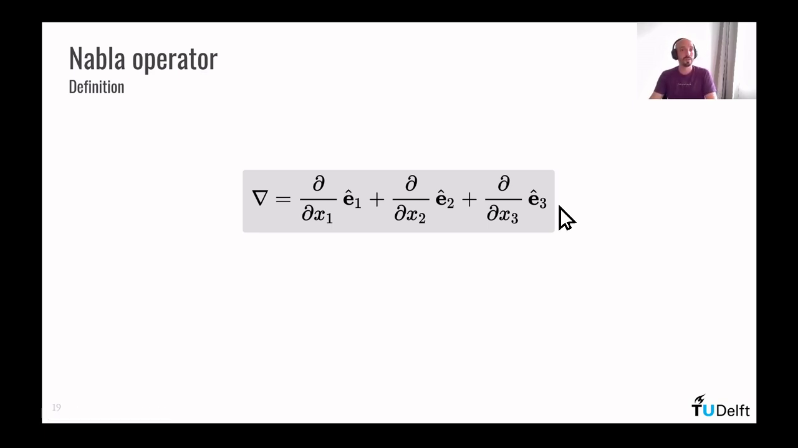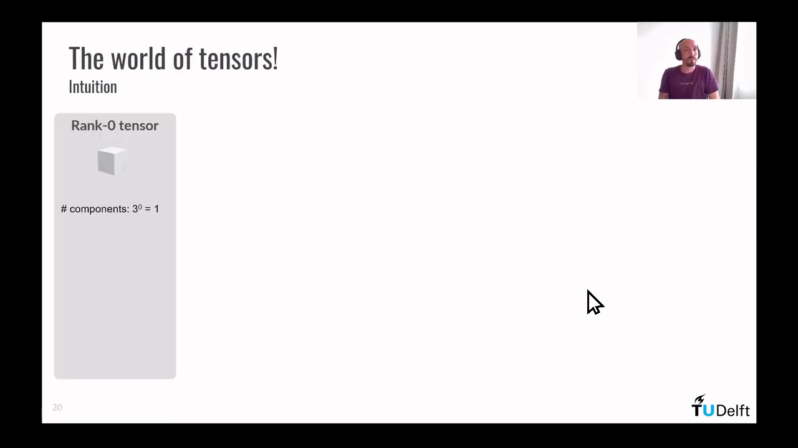This is an operator. This is not a number. This del divided by del x1 is not a number. This is a derivative that will actuate, will be applied to something, to a function or to anything. Okay, so this is an operator and it will return a vector. This is very important. Okay, now let's talk about tensors.